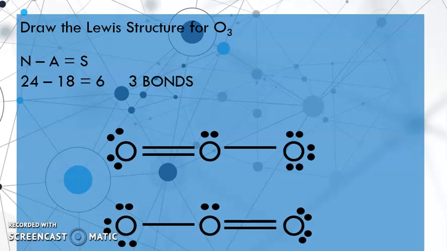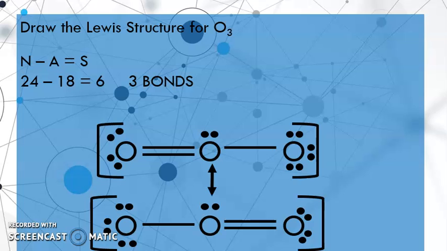So my Lewis structure in totality is almost finished, but I need to show that the double bond is flip-flopping between these 2 locations. So I'm going to surround both of my structures with square brackets and then show a double-headed arrow between the 2, indicating that again, I'm actually flip-flopping back and forth between these 2 potential structures.